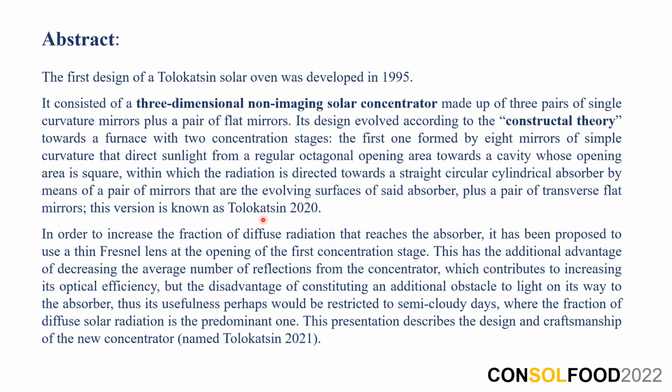Now, in order to increase the fraction of diffuse radiation that reaches the absorber, it has been proposed to use a thin Fresnel lens at the opening of the first concentration stage. It has the additional advantage of decreasing the average number of reflections from the concentrator, which contributes to increasing its optical efficiency, but has the disadvantage of constituting an additional obstacle to light on its way to the absorber.